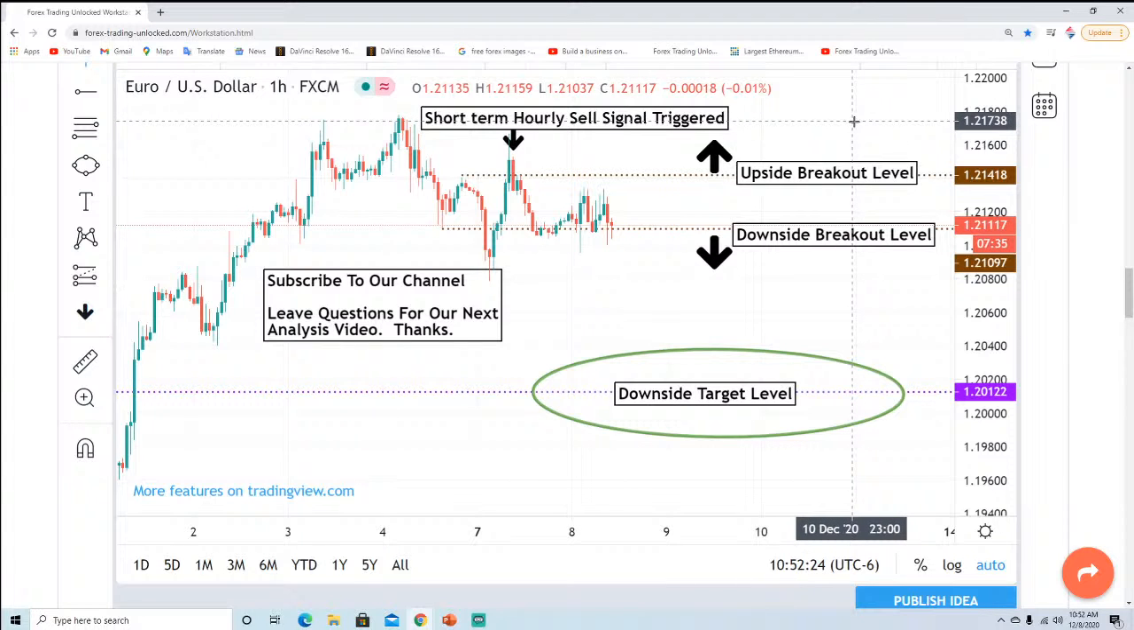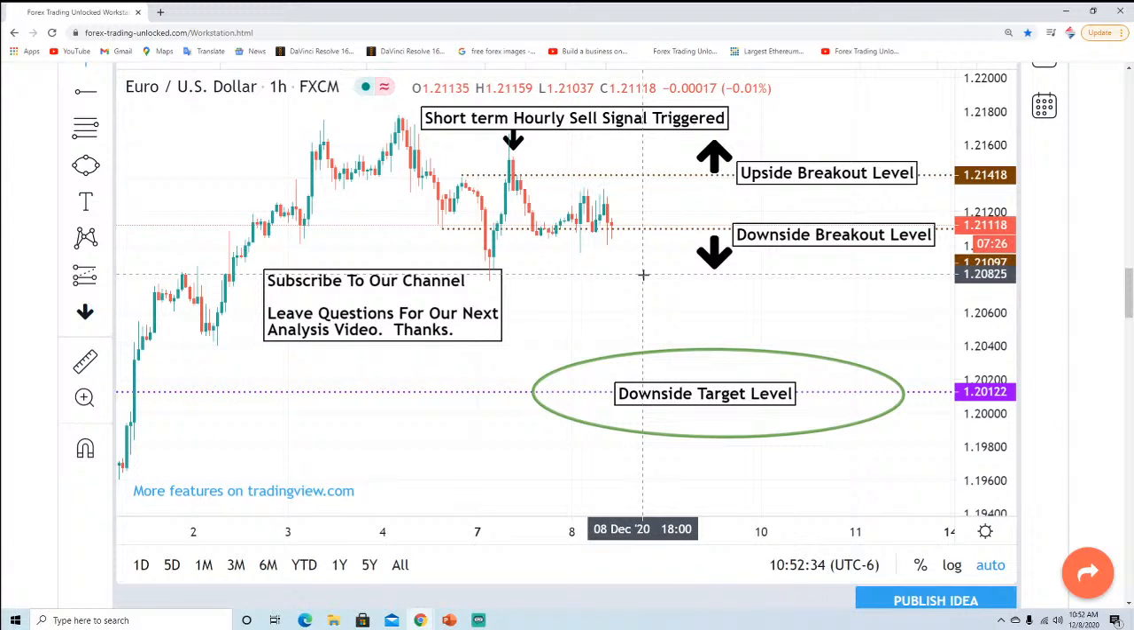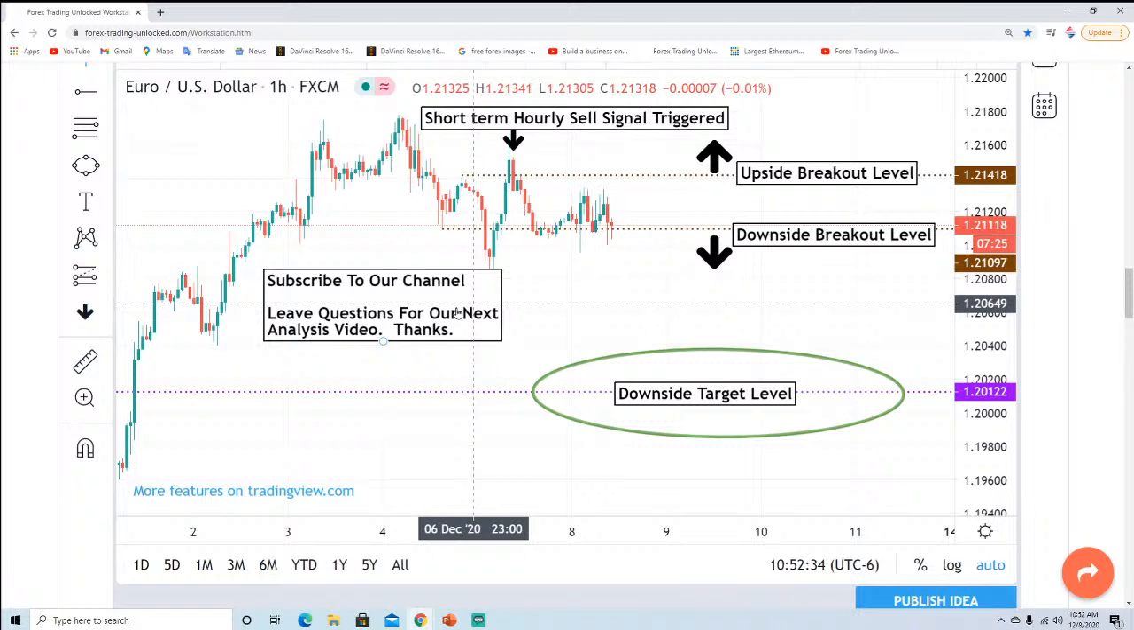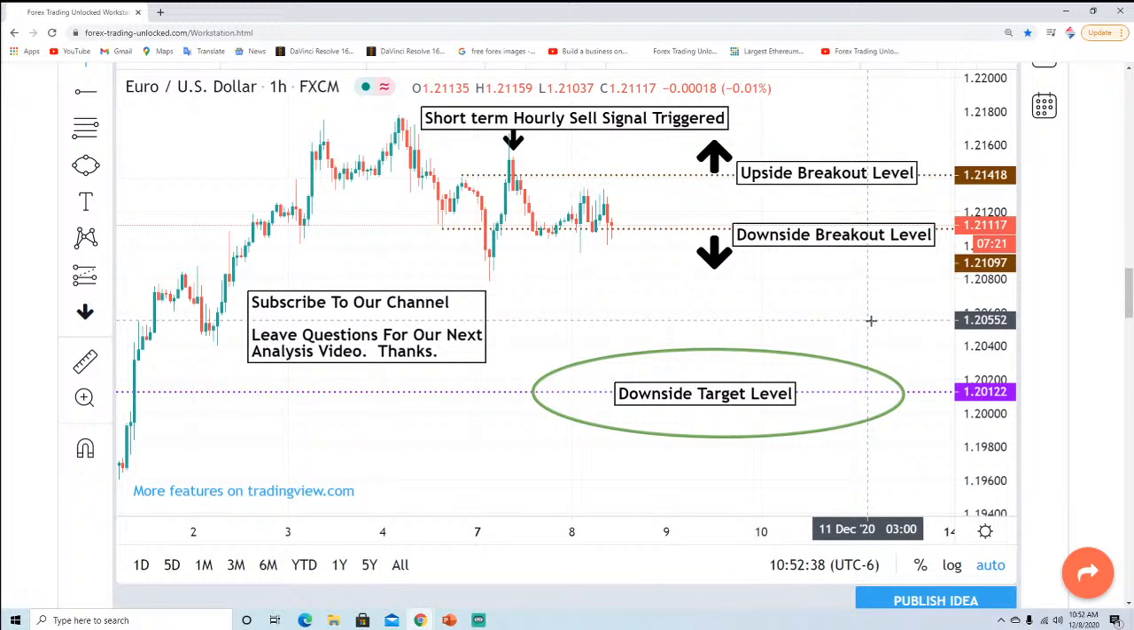Don't see that right now because the daily signal is still intact. So we have a daily and an hourly sell signal that are pressuring the Euro US dollar to continue to test the lower move lows. So I'm not viewing it right now as a downside corrective move, but definitely we're looking for a continuation of selling pressure in the Euro US dollar.